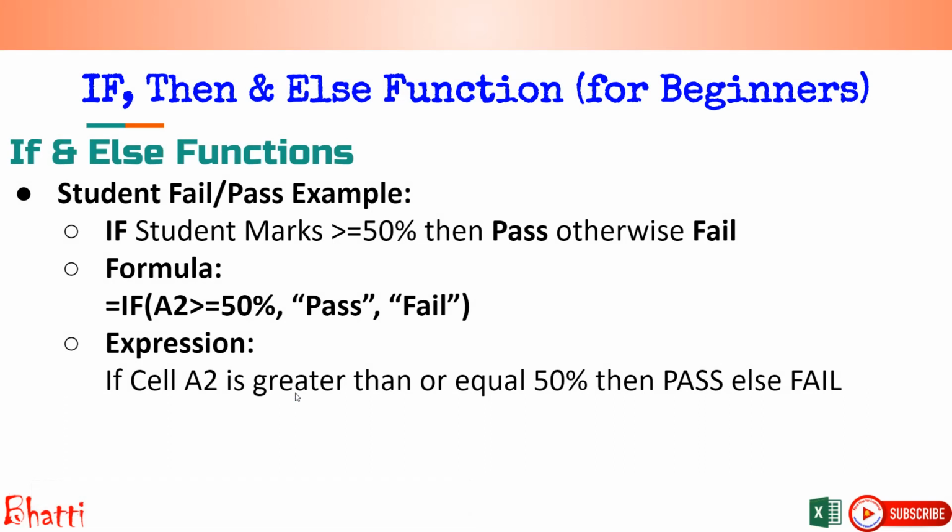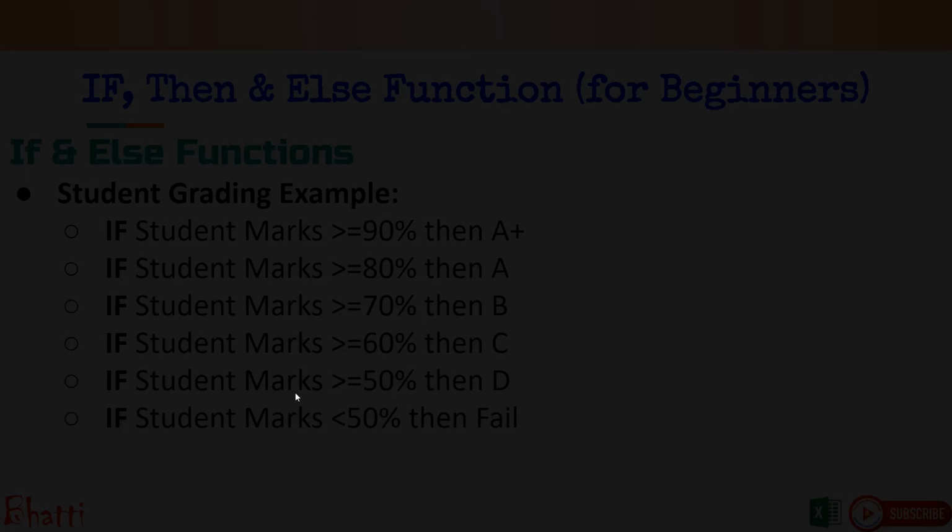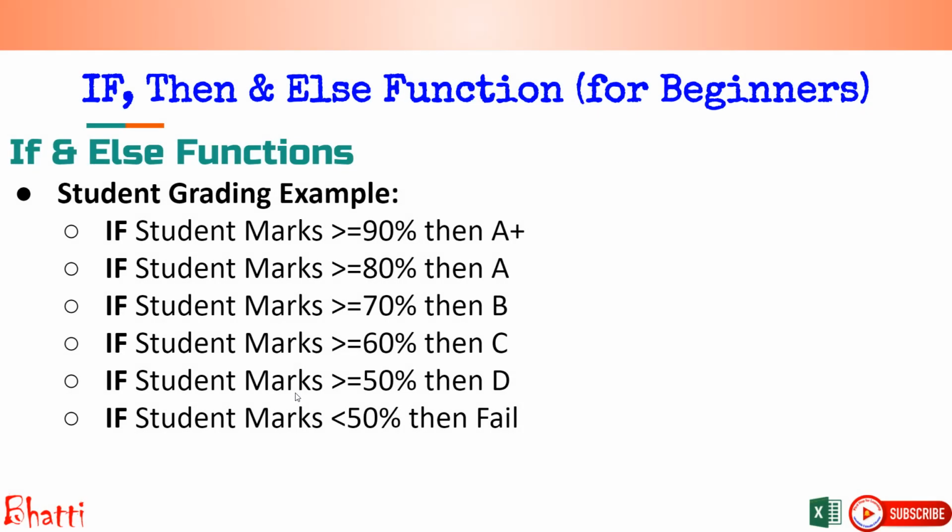Very simple example and very important. While we are making the result, I need to know whether the student has passed the examination or not. So the formula is: if A2, which is a cell address and can be any, is greater than or equal to 50, then pass, else fail. So if the student's score is more than or equal to 50, then he will be declared as a pass, otherwise fail.